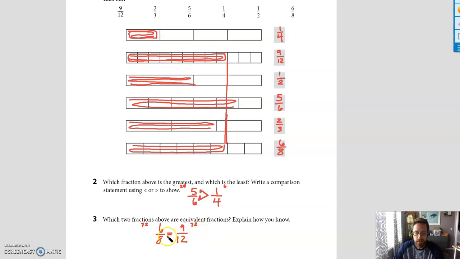Okay, one of the other things we could do is we could take 6/8 and divide both by 2 because they're both even numbers. That would give me 3/4. And I could divide 9 twelfths, they can both be divided by 3. 9 divided by 3 is 3. 12 divided by 3 is 4. So they would both end up equaling, if I simplified them, 3/4.